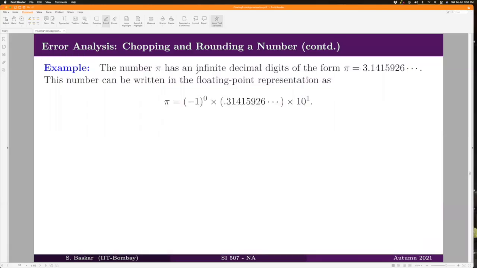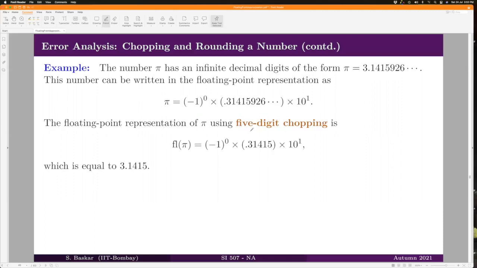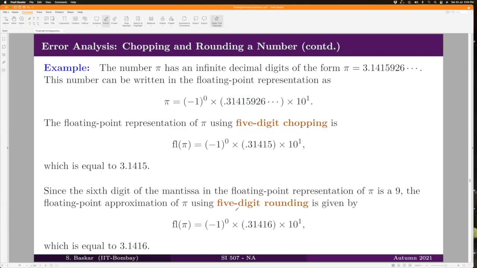The number pi has an infinite decimal expansion of the form 3.1415 and so on. We all know this. This number can be written in the floating point representation like this. And now, if you want to do a 5-digit chopping, what you do is you just simply count 1, 2, 3, 4, 5 and take this much in the mantissa and forget the other digits. That is the 5-digit chopping. Similarly, for any n if I give, you can do the chopping of that real number. So the 5-digit rounding is given by this. Why? Because we take up to here.